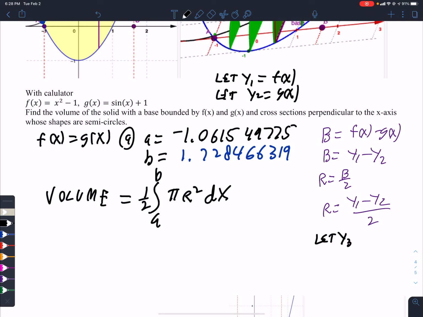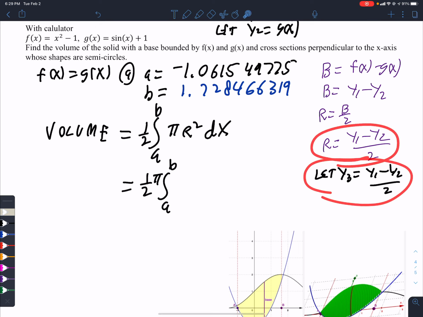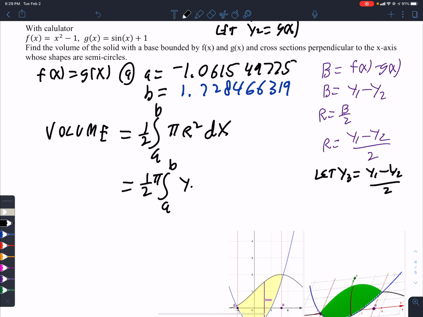Let y3 equal y1 minus y2 over 2. Now, why would I do that? Because, watch this. You don't have to do it the way I'm doing it. It just kind of makes life easier. The pi I'm going to pull out in front. My r is y3. Check that out. I could put y3 squared dx. By putting y3, since I defined it as this, it's actually my r.